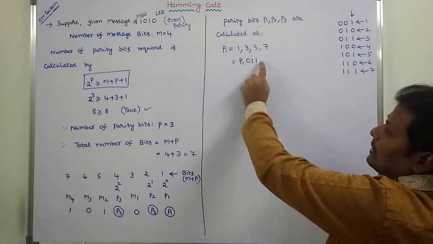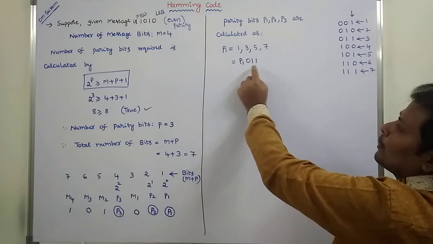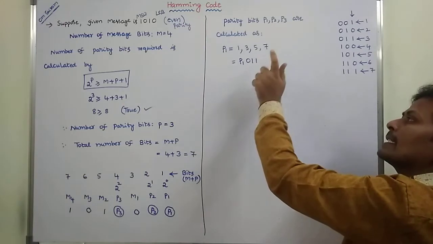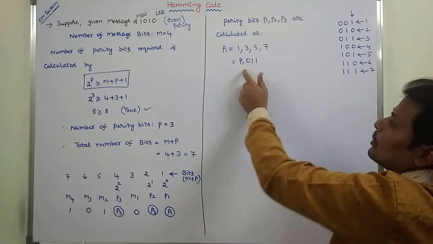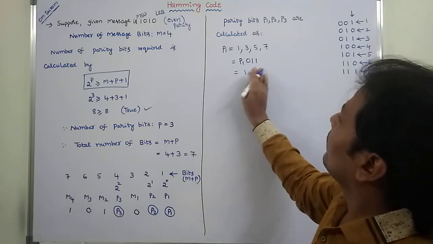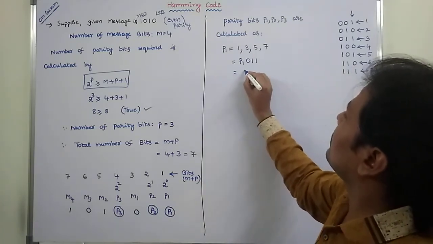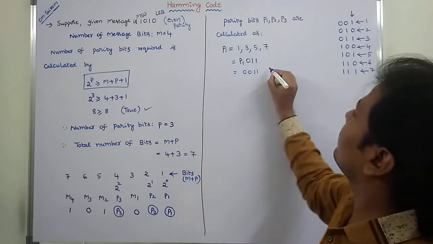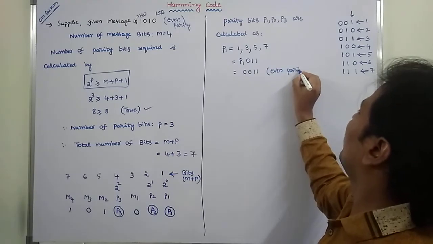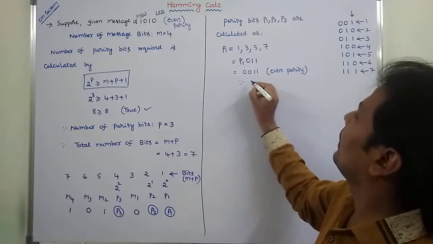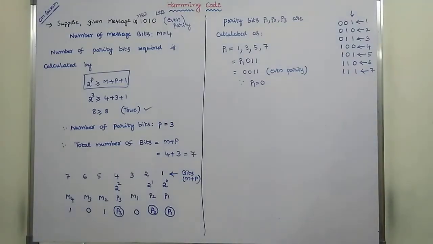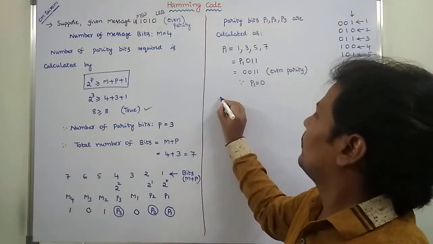Okay. Suppose in this message P1 0 1 1, how many number of ones are there? 2 ones are there. It is already even parity, so P1 is equal to 0. So therefore 0, 0, 1, 1. So this is an even parity. So therefore P1 is equal to 0. Okay. So now calculating P2.